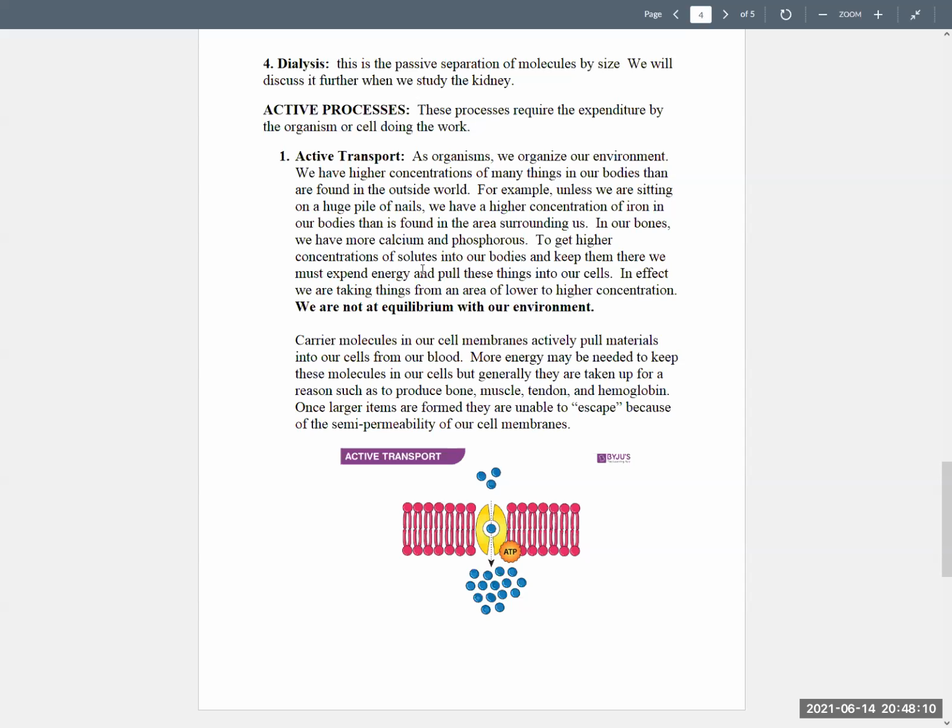Okay. What about iron? There's more iron in you, in your hemoglobin, than there is in the area around you. So you must be accumulating this against a concentration gradient. We say that this is motion from an area of lower concentration to an area of higher concentration.